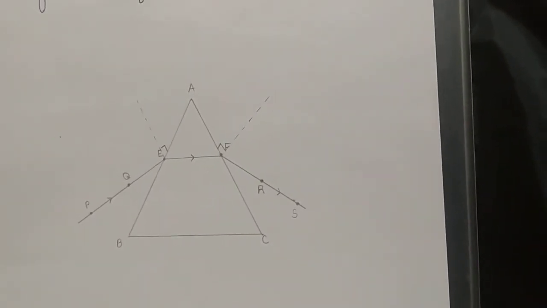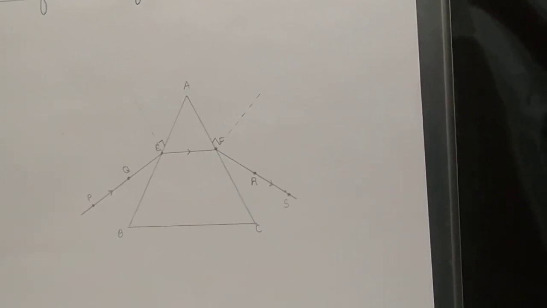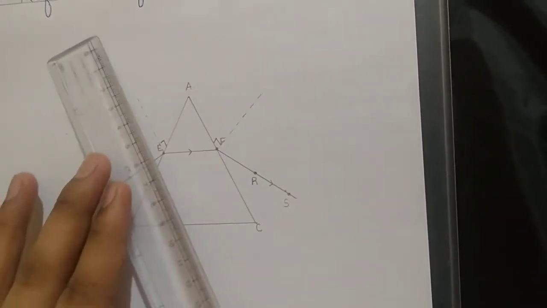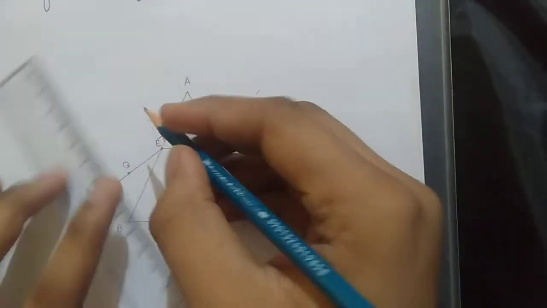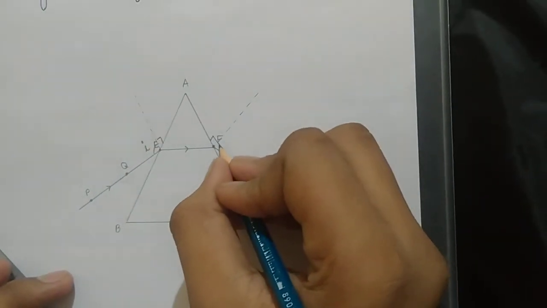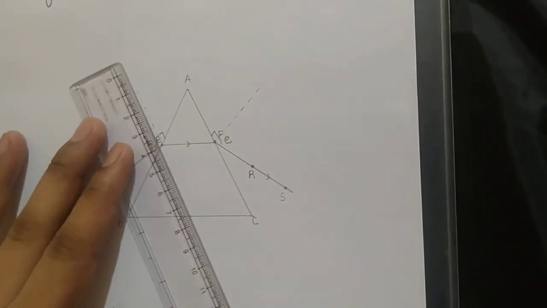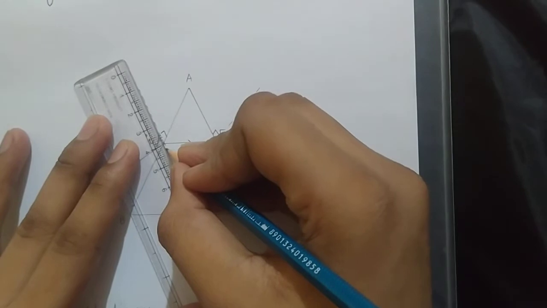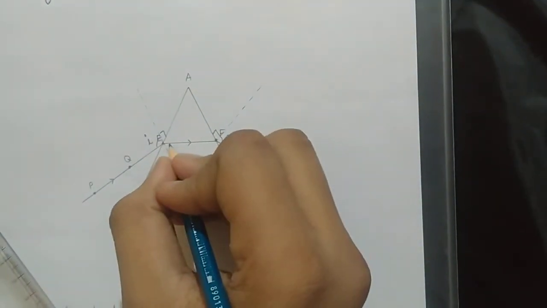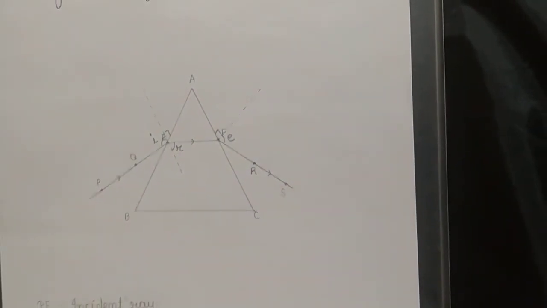Now I'll mark the three angles. Now what will be the three angles? You think yourself. The three angles will be the angle of incidence, angle of refraction and angle of emergence. Now see, this is the angle of incidence, this is the angle of emergence, and the refracted one, yes, r. So angle r is nothing but the angle of refraction. I'll write it down here.